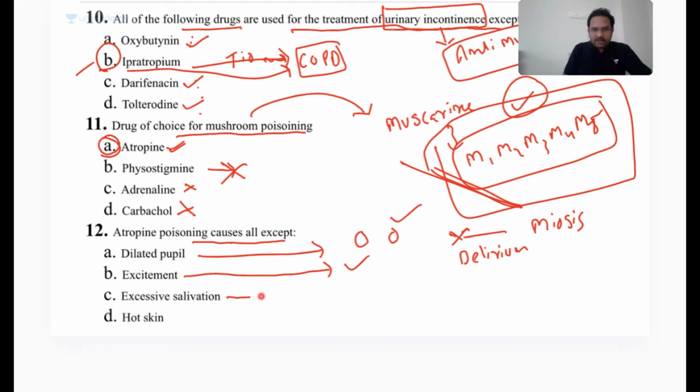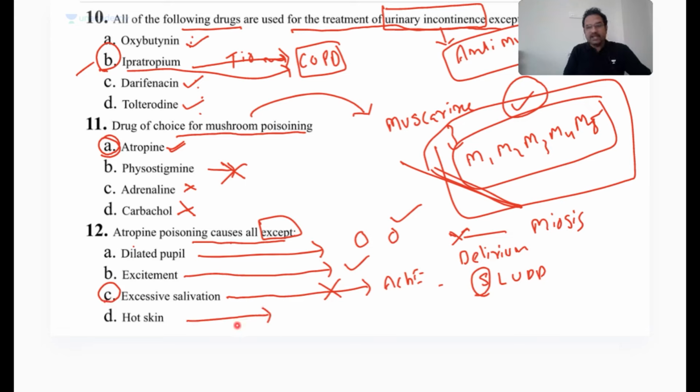Now, excessive salivation. Now look at this. Excessive salivation is a response of acetylcholine. The response is SLUDGE. The first one is salivation. Atropine blocks salivation. In fact, it causes dry mouth, xerostomia. So this is not, again, this is an except question. Now hot skin, the reason why it is called that is that secretions like sweating are reduced because of atropine blockade. So hot skin is also a response of atropine. So the only exception is excessive salivation. This is caused by cholinergic stimulation. So this is the second set of ANS questions.